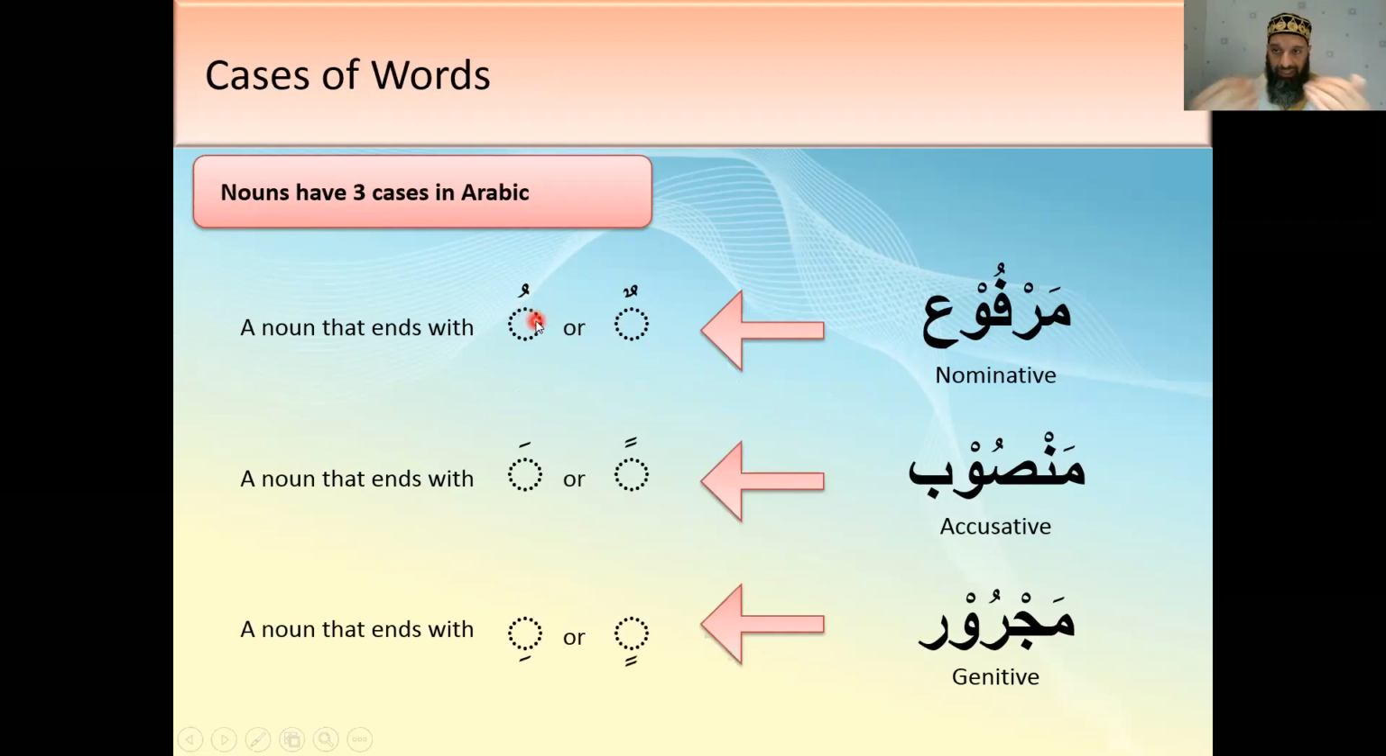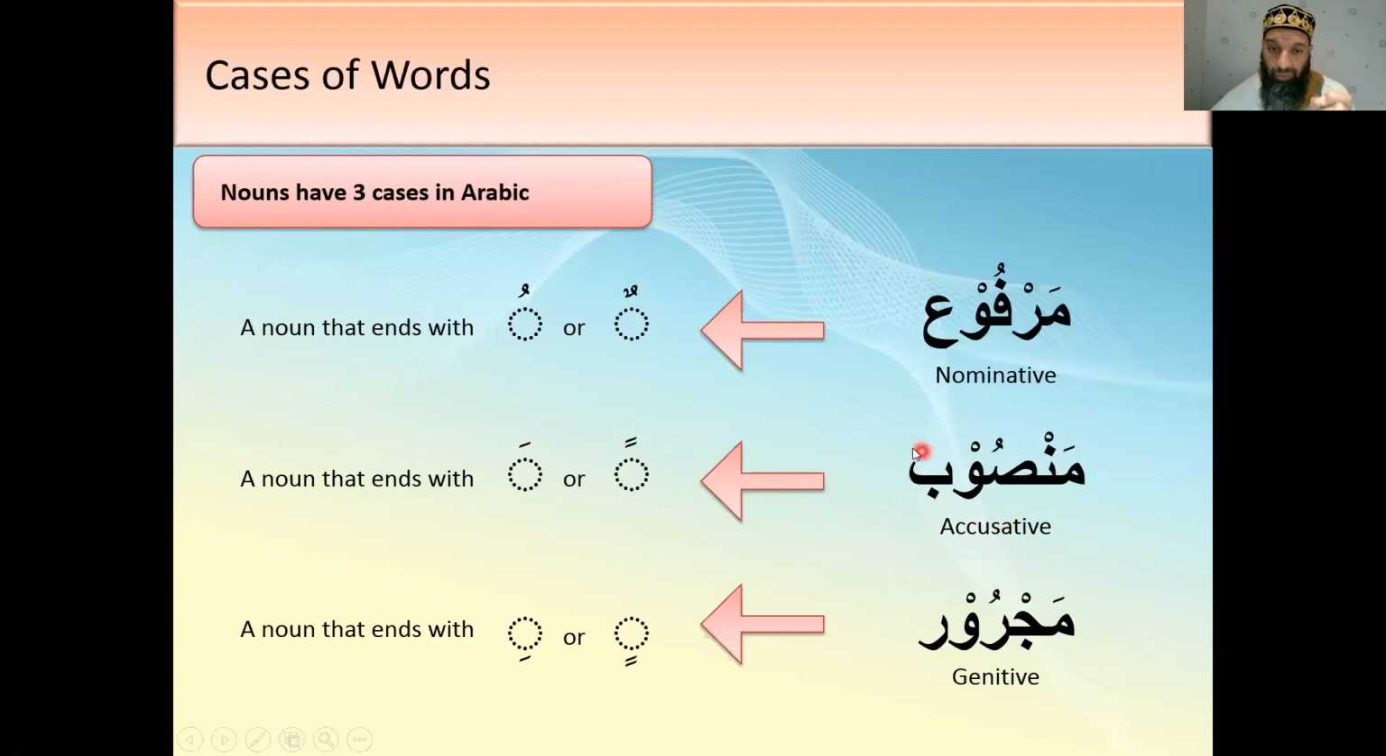It's just the case that it's in. It's a case, right? Like capitals, for example. Like you write house in capitals, that's marfu. You write house in small letters, that's mansub. And you write house underlined, that's majrur. Meaning it's the same word, but it's just got a bit of a different slant on it, that's all. Which you need afterwards, okay?